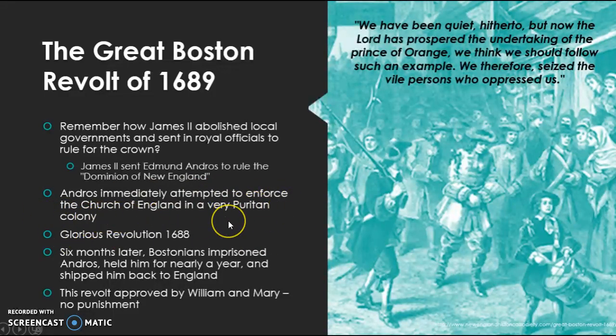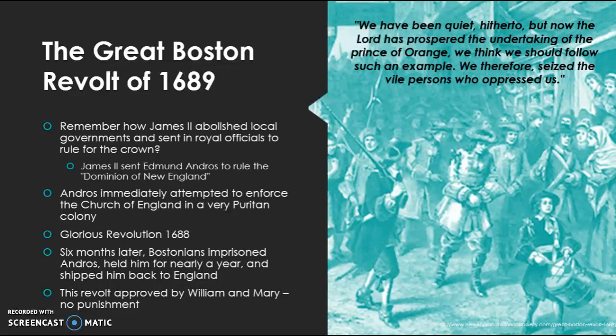Okay, so Glorious Revolution happens in 1688, and that is when James is removed, William and Mary come in, and the people of Boston are inspired by that. England just peacefully removed its ruler. And so this is a quote that they use to tell and demonstrate to William and Mary why they then went to get rid of Edmund Andros. They said, "We have been quiet hitherto, but now the Lord has prospered the undertaking of the Prince of Orange," which is William. "We think we should follow such an example. We therefore seized the vile persons who oppressed us."